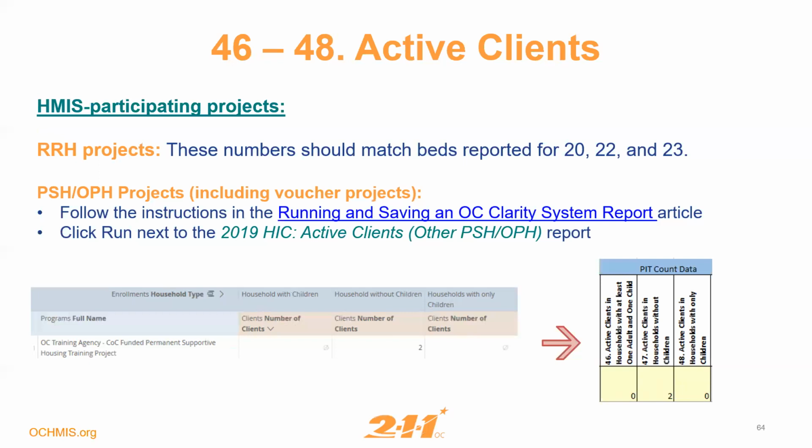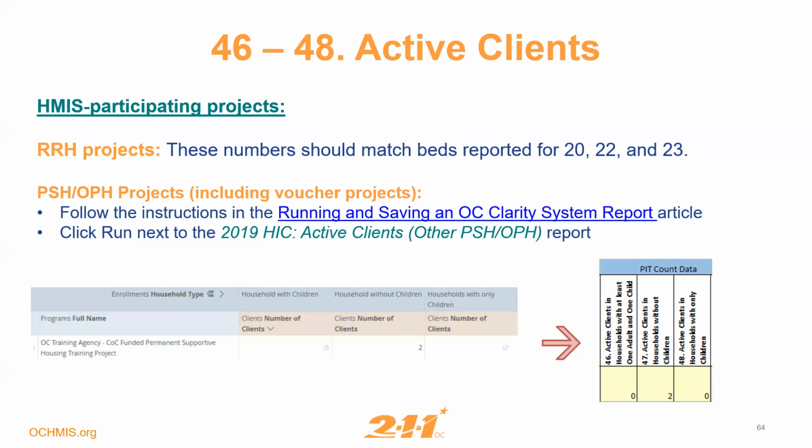But if your project is a permanent supportive housing or other permanent housing project, including voucher projects, you will be using the 2019 HIC active clients other PSH OPH report. And the process is the same as what we just covered. You'll run the report, look under each household category, and then type in the number to the corresponding question on your HIC answer form.